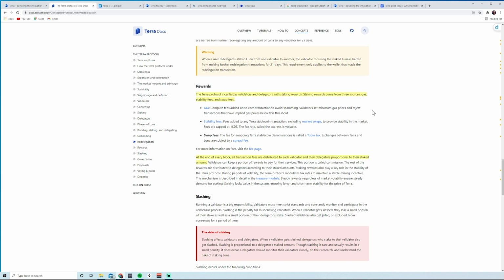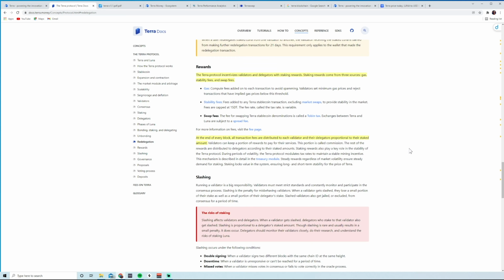So they come from the gas fees, stability fees, which is the arbitrage, the expansion and contraction we talked about earlier, and then also swap fees. The fee for swapping stablecoin denominations is called the Tobin tax. Okay, that's just what it's called. Exchanges between Terra and Luna are subject to these fees, and there's also seigniorage fees as well.